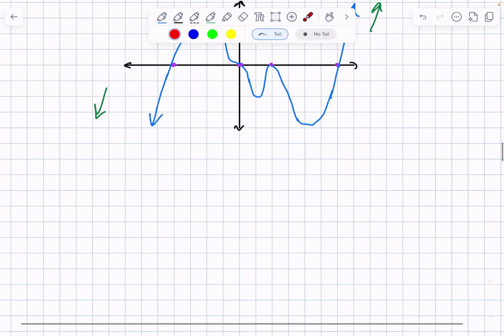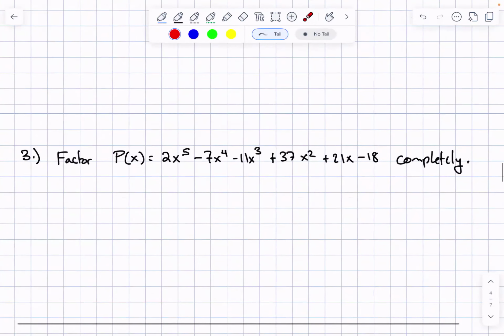Onwards to question 3, which says to factor p of x completely. Now, it didn't give us, in this one, unlike previous ones, some zeros that we know about. Sometimes it'll say factor it completely, provided the information that p of 1 is equal to 0 or p of negative 1 is equal to 0, or something like that. So we're going to have to use the rational zeros theorem.